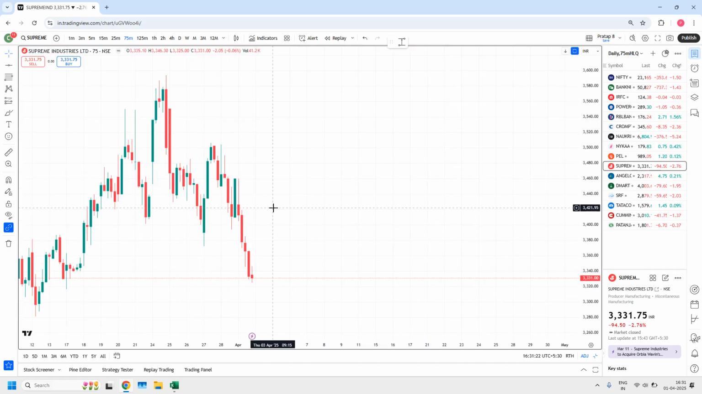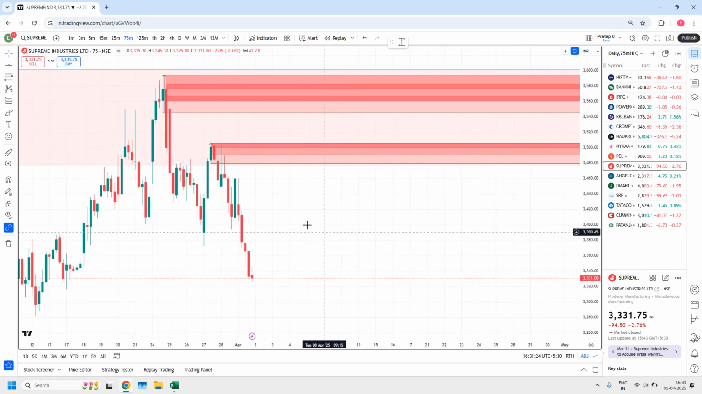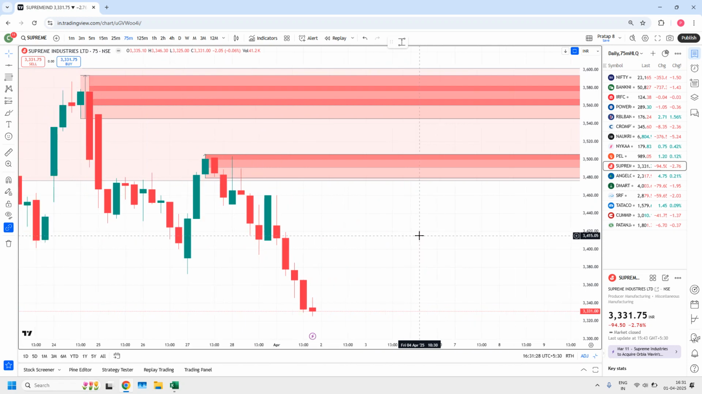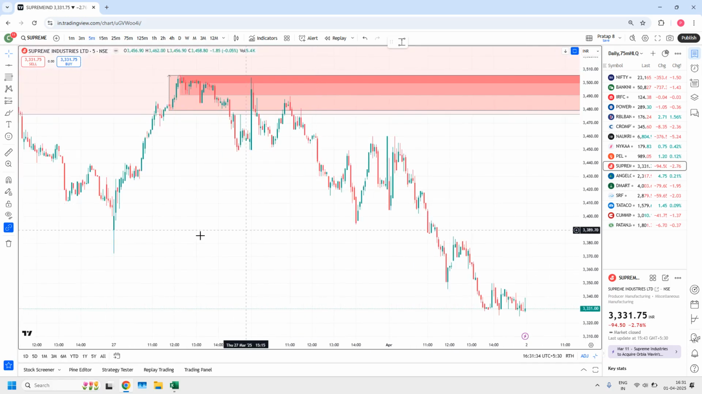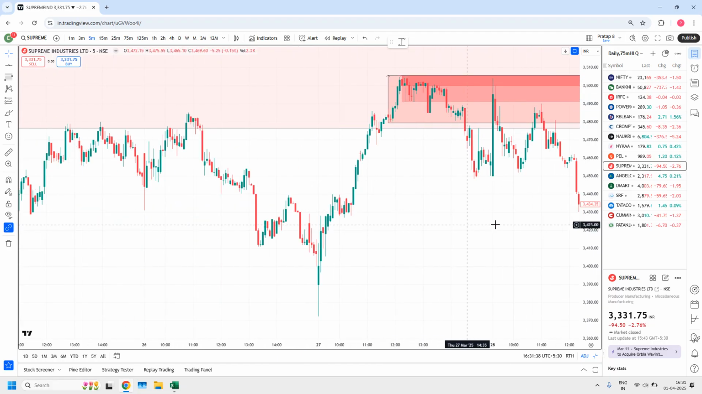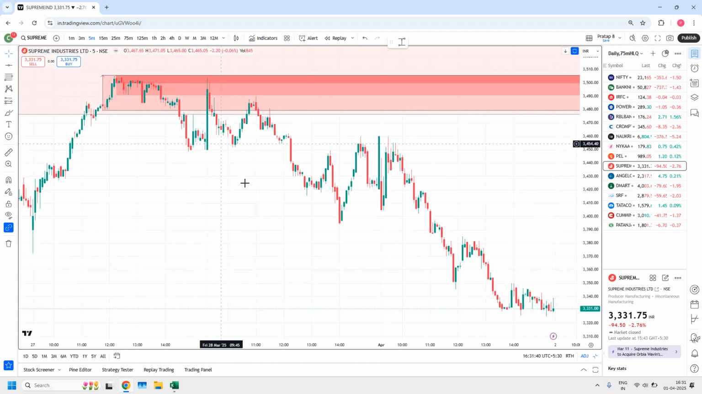Next one is Supreme Industries. Supreme Industries we also discussed previously. Already it has a fine-tuned 5-minute zone. This is a high liquidity zone. Why is it a high liquidity zone? I think we discussed it in the Friday video.